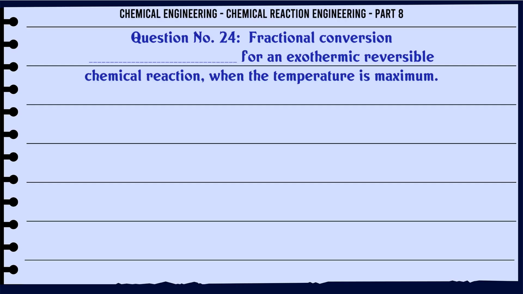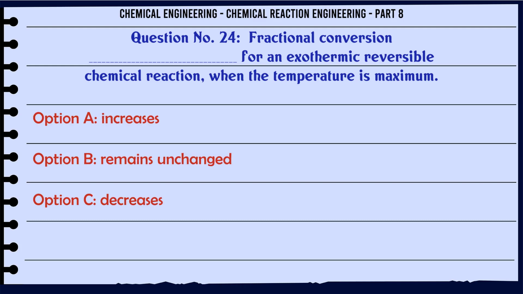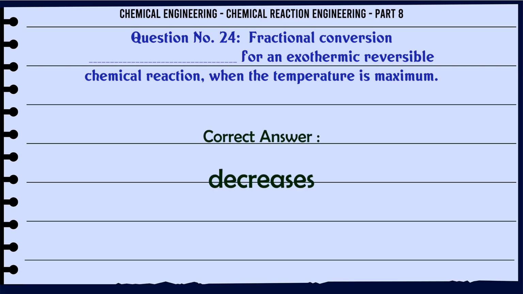Fractional conversion for an exothermic reversible chemical reaction when the temperature is maximum: A. increases, B. remains unchanged, C. decreases, D. unpredictable from the data. The correct answer is decreases.